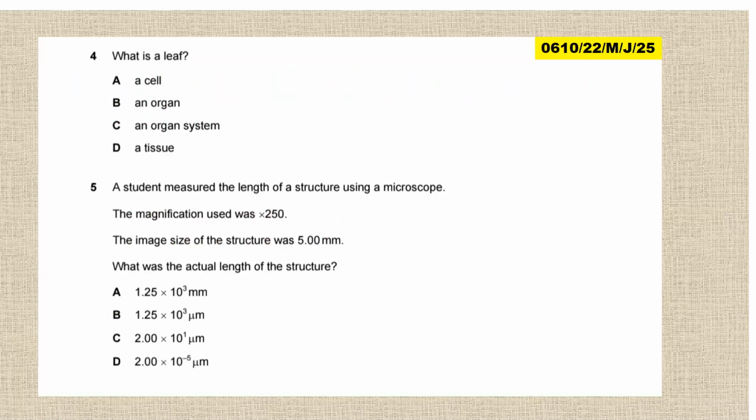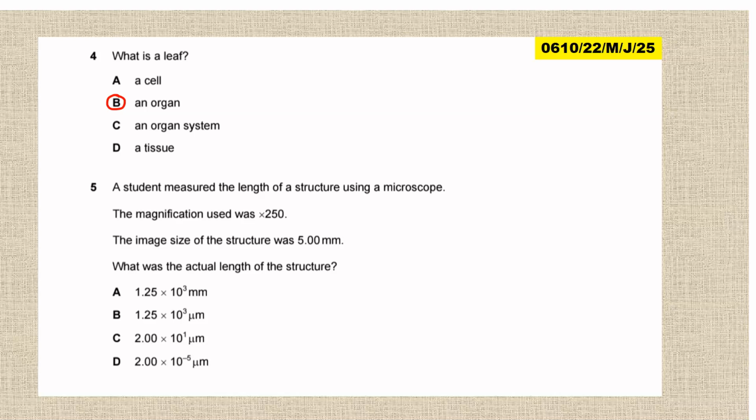So here, these questions were just extracted from the past papers. Like you've seen here, that is 0610, paper 2, variant 2, May, June 2025. The first question here, which was question 4 in that particular year: what is a leaf? So this is an organization. A leaf has a lot of cells inside, palisade mesophyll cells, spongy mesophyll cells. So there are a lot of cells, and therefore a leaf in terms of organization, the level is organ. So the answer here is B.